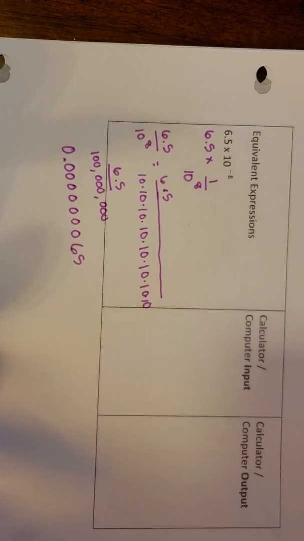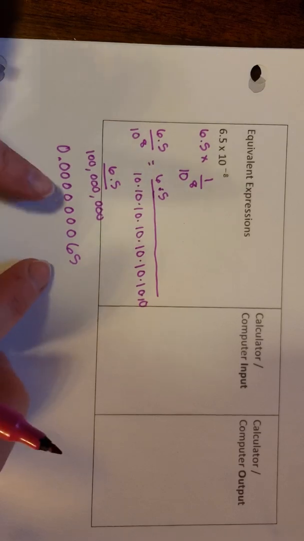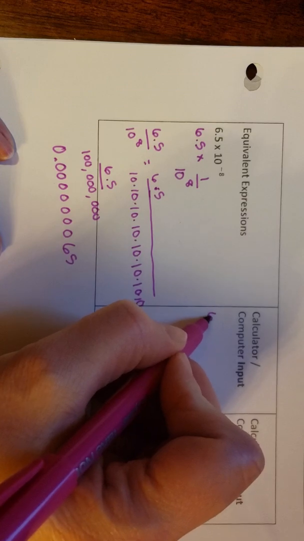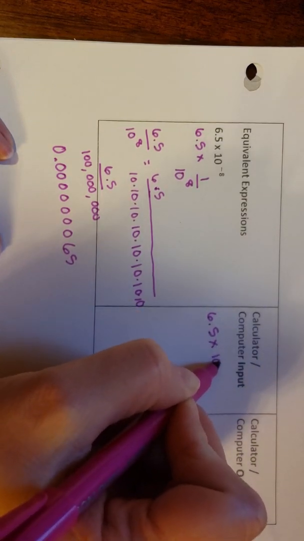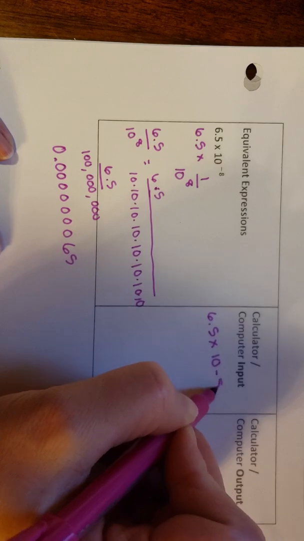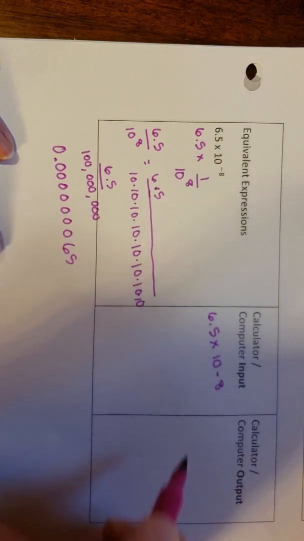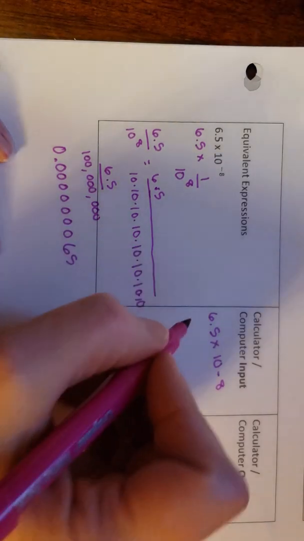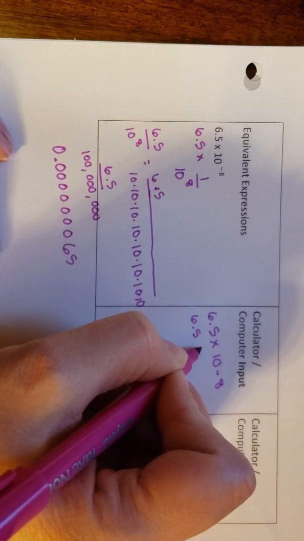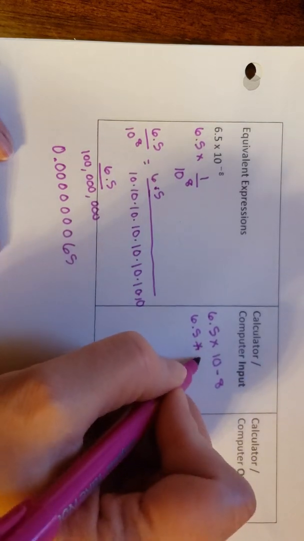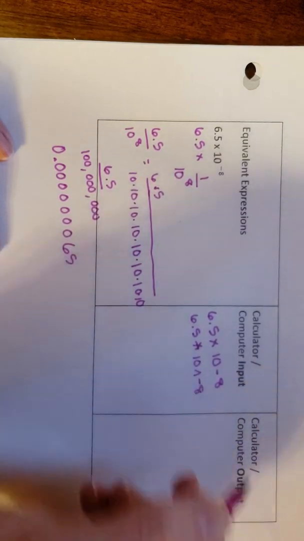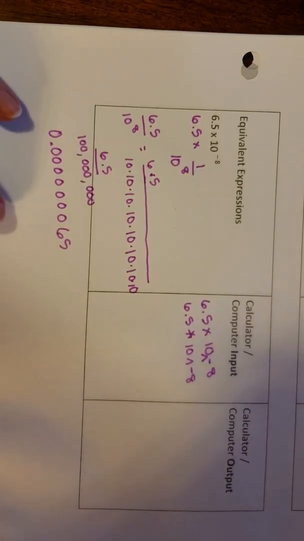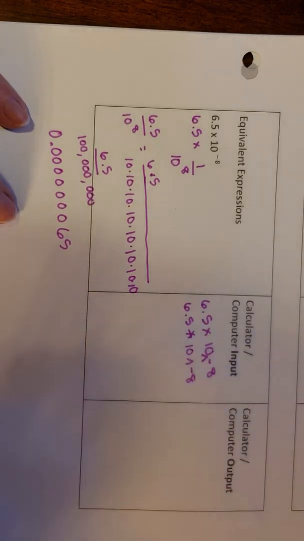Now, if we need to calculate using technology, this may not fit in your calculator, so you need to know how to put this in your calculator. You could either do 6.5 times 10 to the negative 8th. This would be a negative, not a subtraction sign. That's below the 3 button on your calculator. Or 6.5 times 10 to the negative 8th. Oops, I didn't put a caret in there. Sorry. Okay, so that would be for a calculator or for a computer.